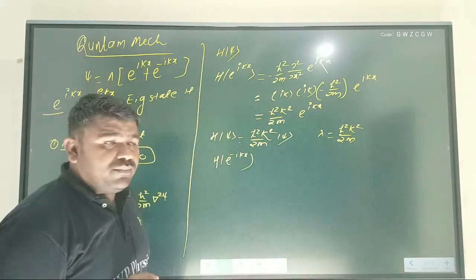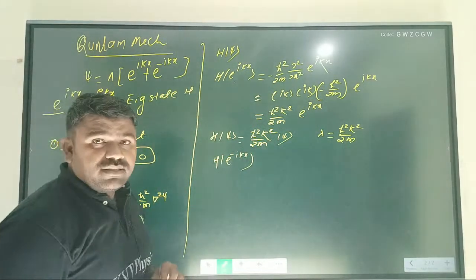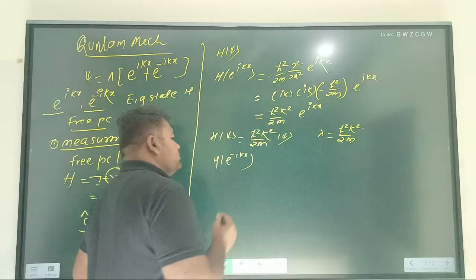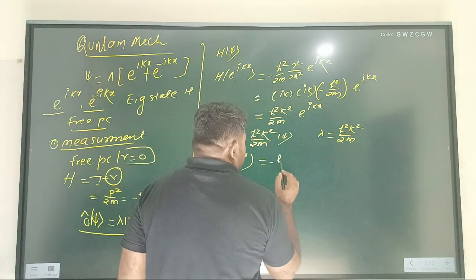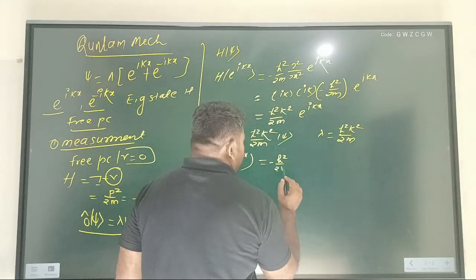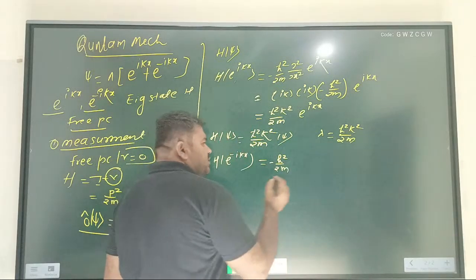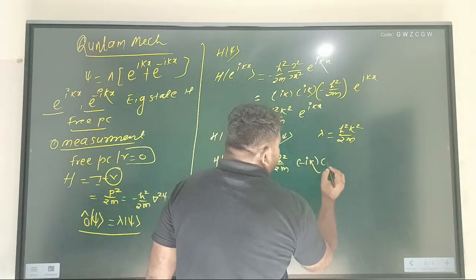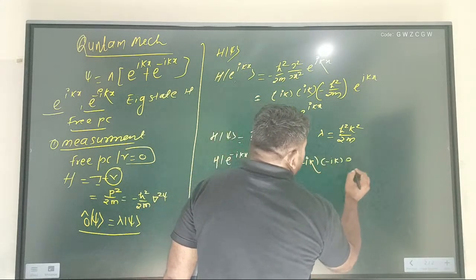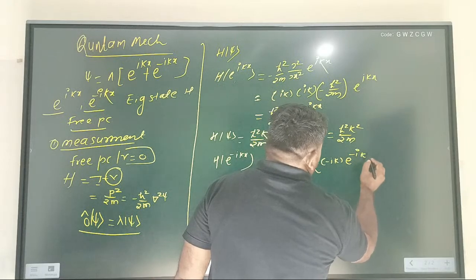This is the measurement for e to the power plus ikx. And for the second case, what is the measurement? Again we are getting the same, minus h cross square upon 2m. What is the first derivative? The first derivative is minus ik. What is the second derivative? Also minus ik into e to the power minus ikx.